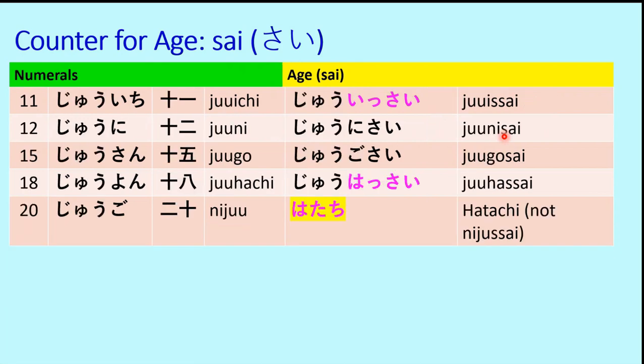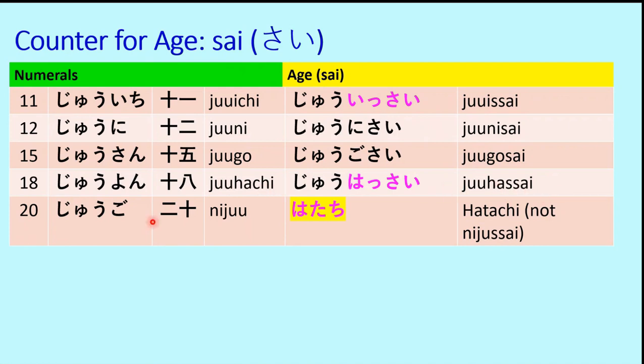Next is 11, which is juichi. When it comes to age, it is juissai. So just ju gets added in front of issai. So this is 11, juissai. Again, juni means 12, so here it remains as junisai. Similarly, 15 is jugo, jugosai. And again, juhachi is juhassai.